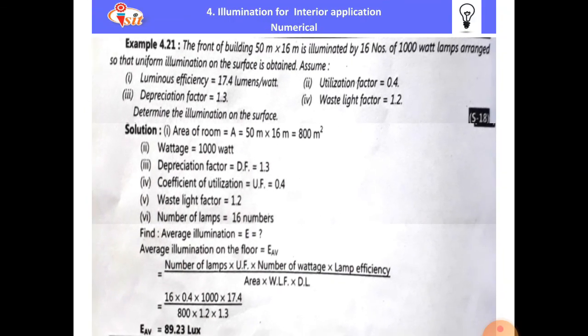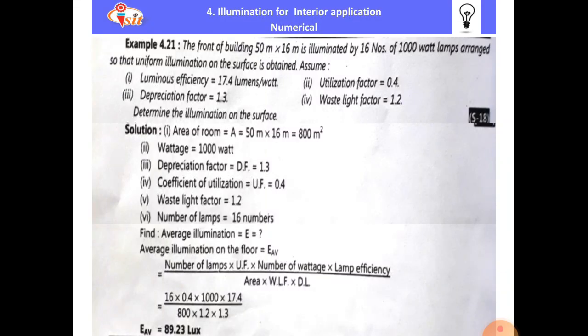So we are going to cover many problems or numericals on interior lighting for residential as well as commercial installation. Try to solve them yourself in the notebook as homework. All the problems you have to become familiar with. In the next videos we are going to see the remaining part of illumination for interior application, that is commercial premises based interior applications. Thank you.